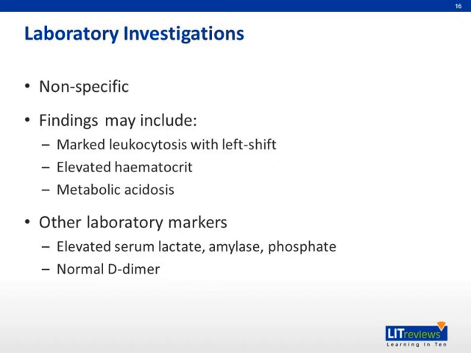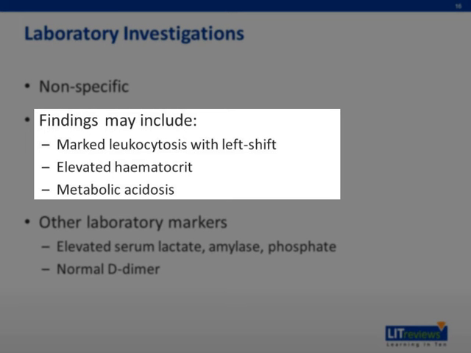Laboratory investigations. Laboratory studies are often non-specific, while abnormal laboratory values may be helpful in bolstering suspicion for acute mesenteric ischemia. Normal laboratory values do not exclude AMI and do not justify delaying angiography when clinical suspicion for mesenteric ischemia exists. Common laboratory findings may include marked leukocytosis with a predominance of immature white blood cells, an elevated hematocrit consistent with hemoconcentration, and metabolic acidosis.